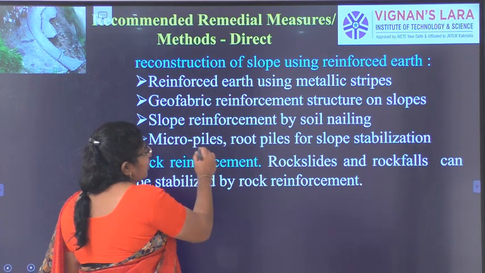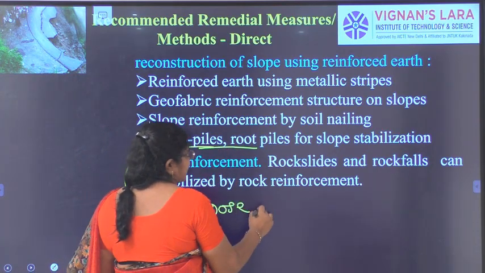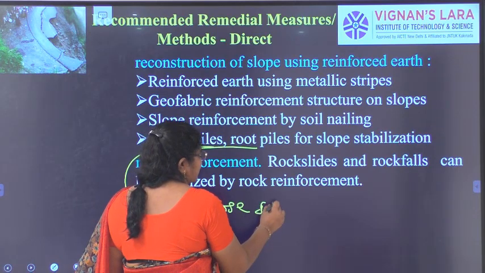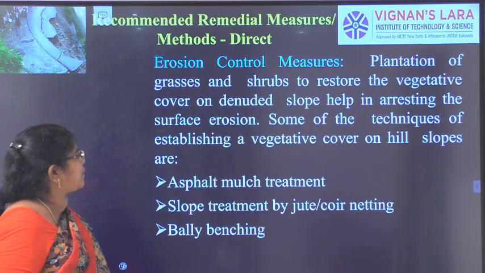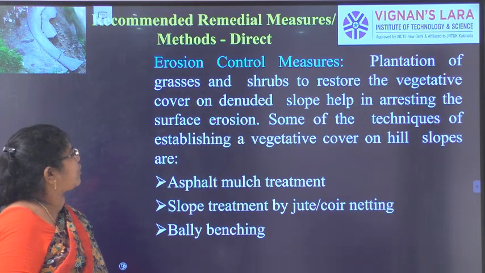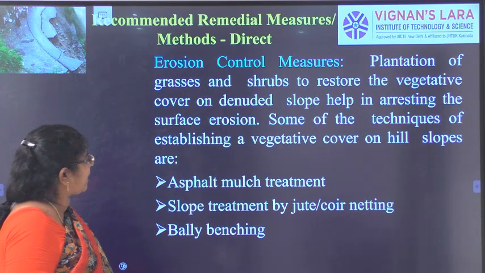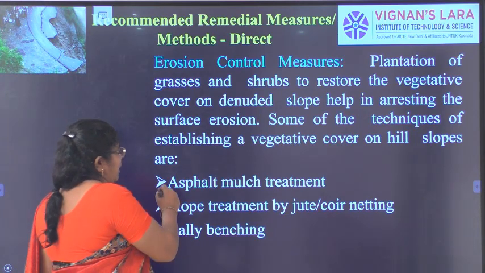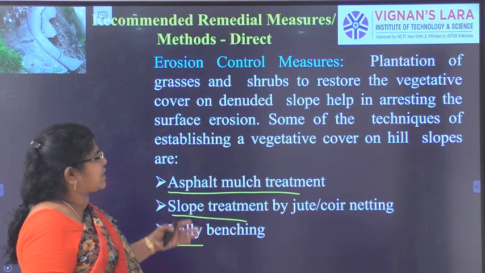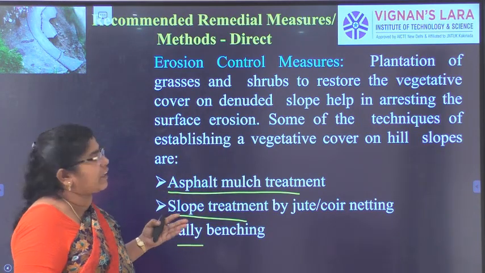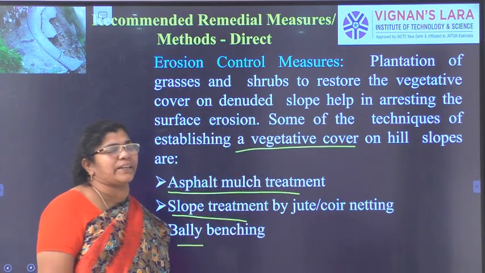Where there are very loose soil conditions, they will go in for these stabilization methods. And the rock reinforcement: rock slides, rock falls can be stabilized by the rock reinforcement. The erosion control measures. So these are the direct measures. The last one is the erosion control method: plantation of trees and also asphalt mulch treatment, slope treatment, valley benching. These are the things that will be able to withstand, and also the main thing is to establish a vegetative cover. Plantation of trees and plantation of vegetations.